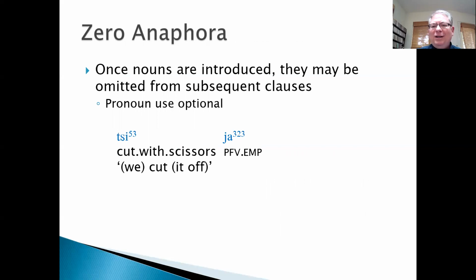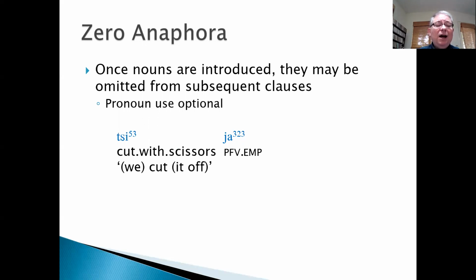One other important thing to mention about nouns is that sometimes they're just not there. So Khatso has what we call zero anaphora, which is that once you introduce a noun in conversation or in a story, you don't need to keep mentioning the noun or even a pronoun. It's just understood that it's in the mix. Now, English requires us to use a pronoun always for that kind of situation. But in Khatso, the pronoun can be used, but it's also optional. So let me give you an example here.